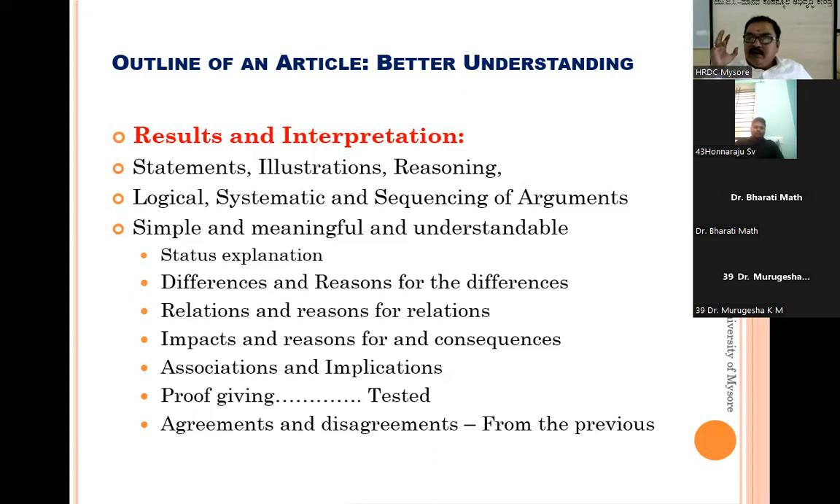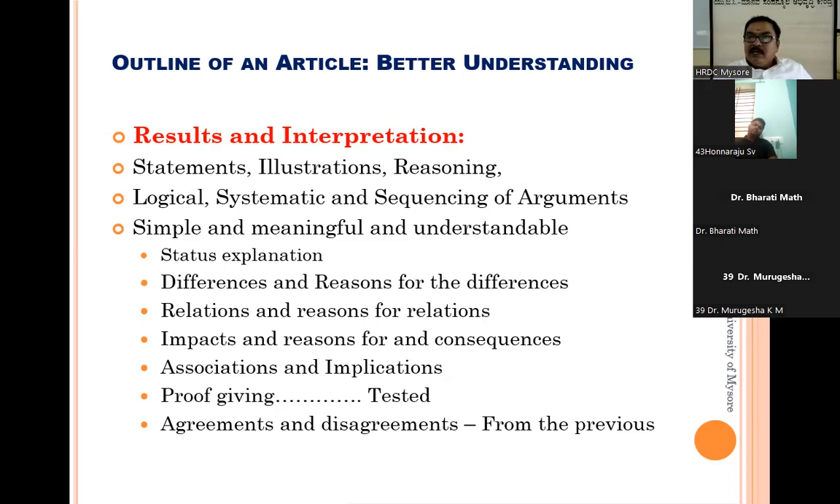You can write statements. Otherwise, illustrate reasoning, logical, systematic sequencing of arguments by providing proof. While providing proof and making the arguments, there are three possibilities as I told already. One is you are explaining differences. You are talking about relations. You are talking about associations. You are talking about the impact of one thing on another thing.